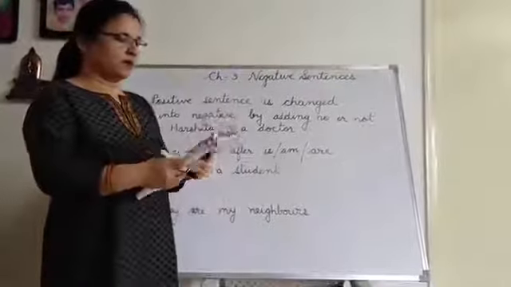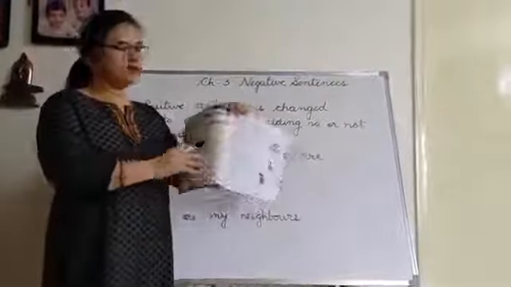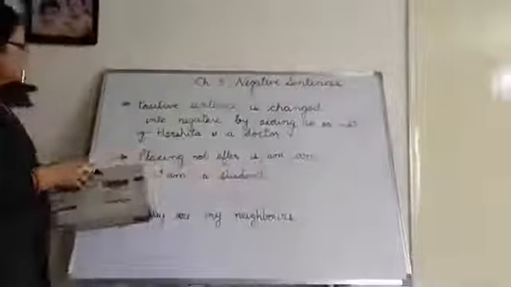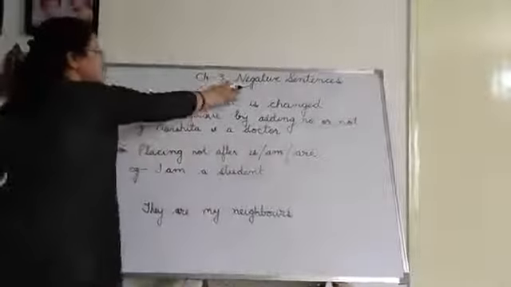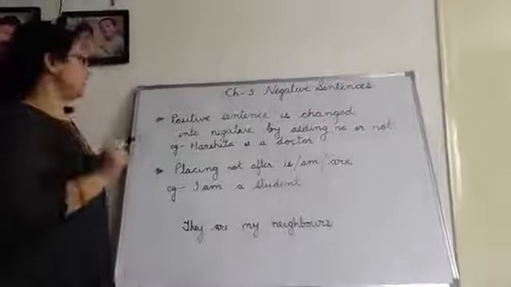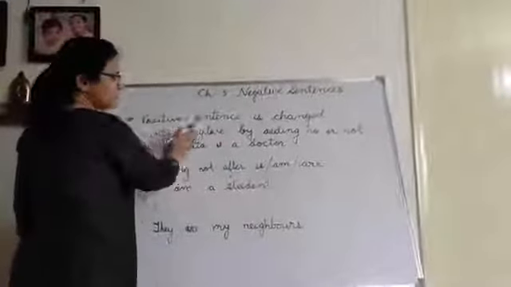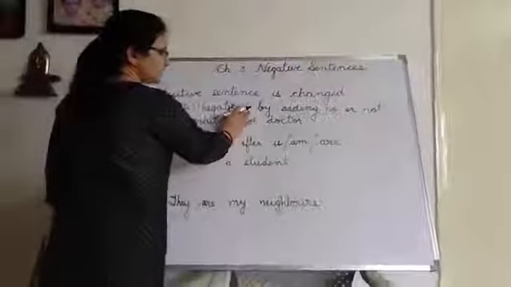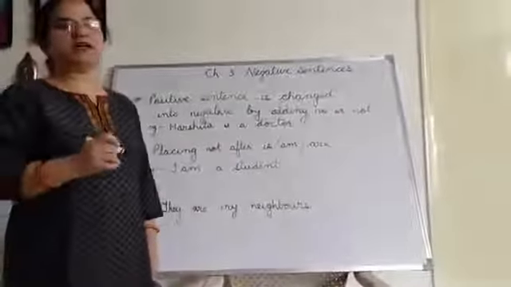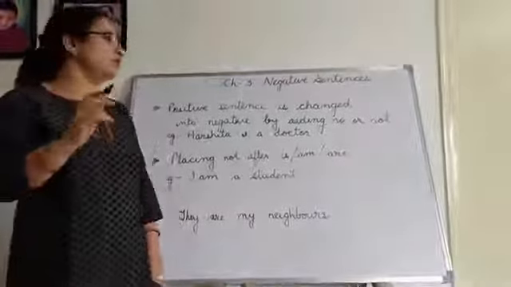So open chapter number 3 of your book, negative sentences. So how to make a negative sentence? How you can convert a positive sentence into a negative sentence. A positive sentence is changed into a negative sentence by adding no or not. You can change one positive sentence into a negative sentence by adding no or not.